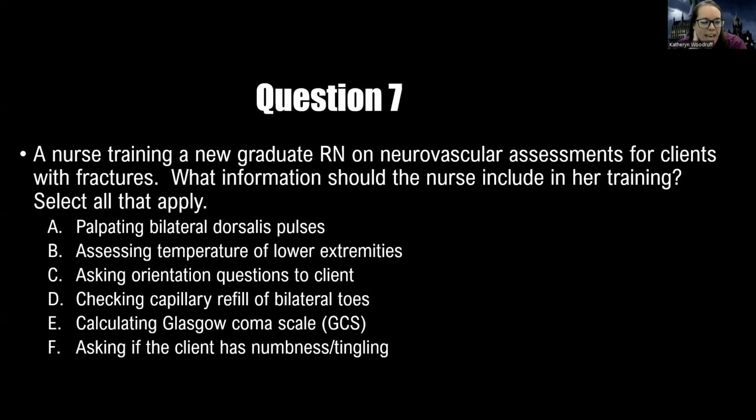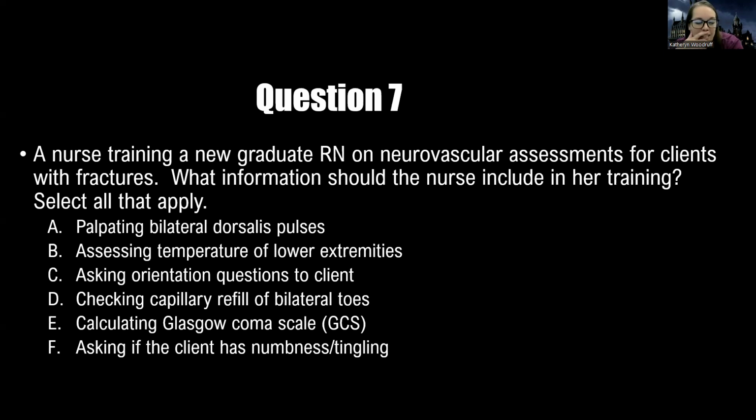Next one says checking capillary refill of bilateral toes. That's the C in the 6 P's and 1 C, capillary refill. Again, this is another flow thing. It's going to tell me how well things are flowing. What I should get is it should be blanchable. I put pressure on it and let go, and I should have a return of color. This shows that I am getting blood flow.